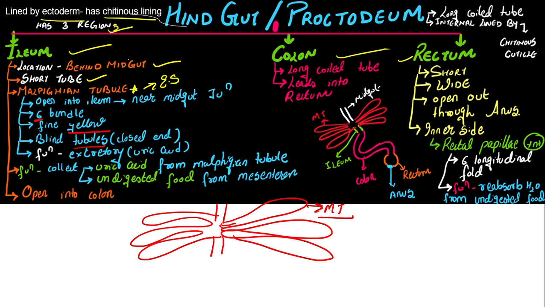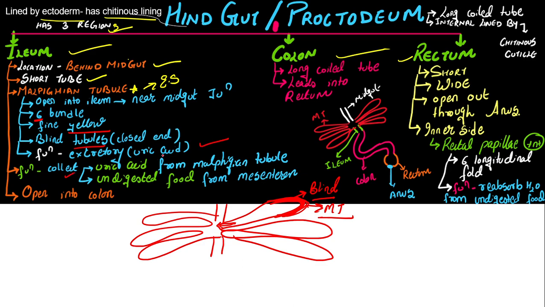Blind tubule means it has only one opening, the other opening will be closed. You can see here very clearly the second opening, over here there is no opening, it is closed. It has only one opening. So this also we call it as blind sac. Okay, what is the function of it? I told you already, it is going to excrete the uric acid.